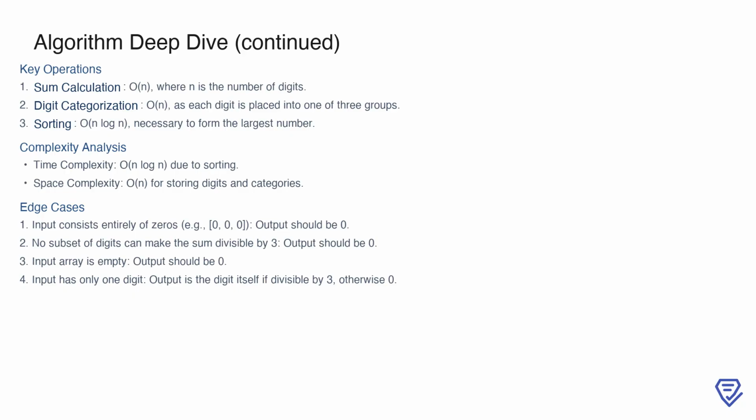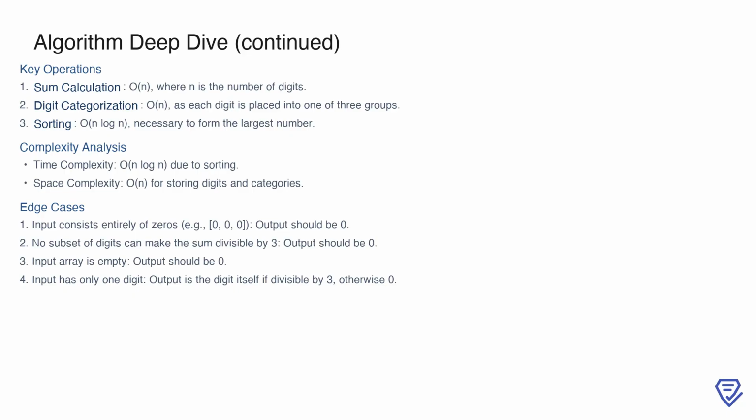Sorting the remaining digits to form the largest number requires O(n log n), making this the most time-intensive step. Overall, the time complexity of the algorithm is O(n log n), while the space complexity is O(n) due to the storage of digits in groups. It's also important to consider several edge cases. For example, if the input consists solely of zeros, the output should be 0. If no subset of digits can make the sum divisible by 3, the output is also 0. If the input is empty, the output is 0 as well.